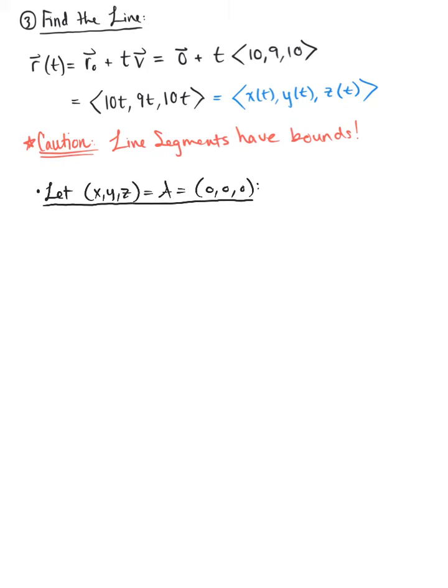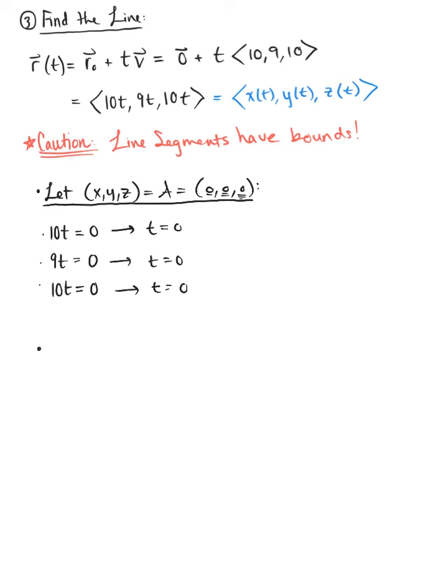This means that x of t, which is 10t, is going to be set equal to 0. We're going to have y of t, which is 9t, set equal to 0. And we have z of t, which is also defined as 10t, set equal to 0. So we have our three cases, and we should get the same answer every time. And we can see that we do. We're ending up with t equal to 0 every time. So t equals 0 surely looks like a bound.